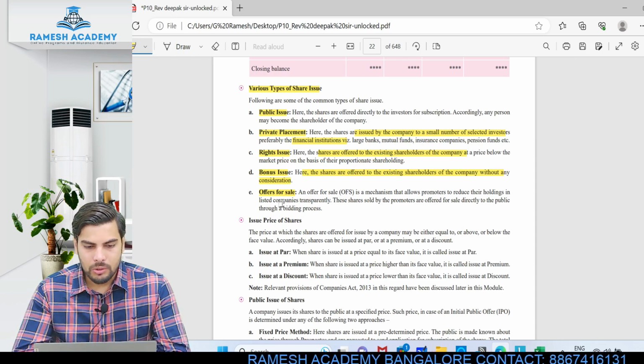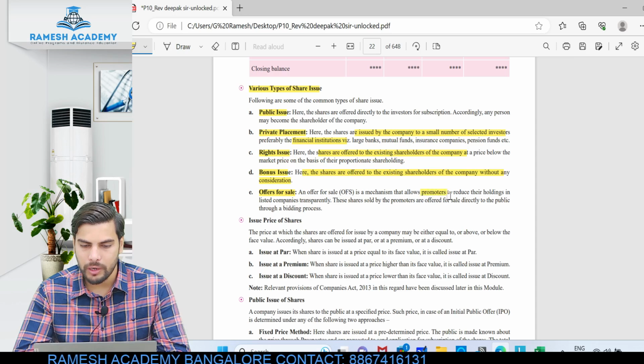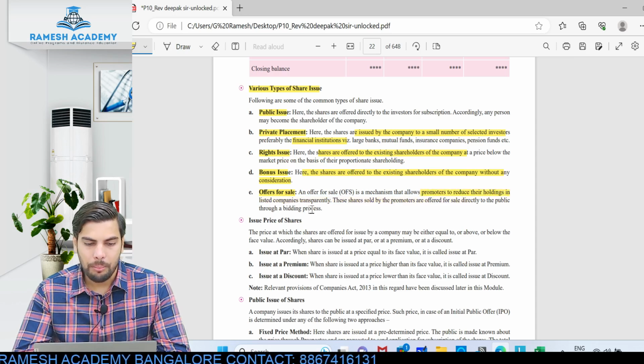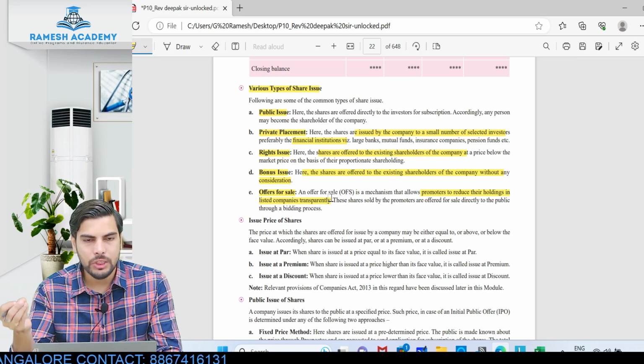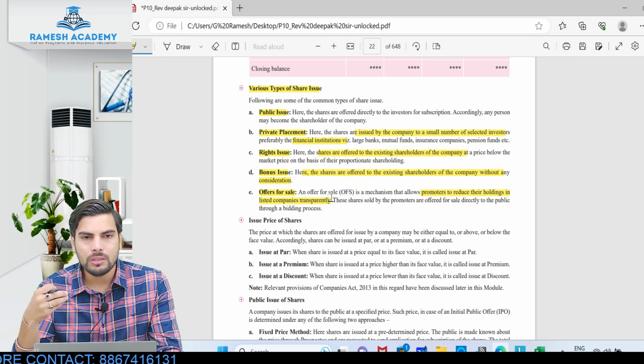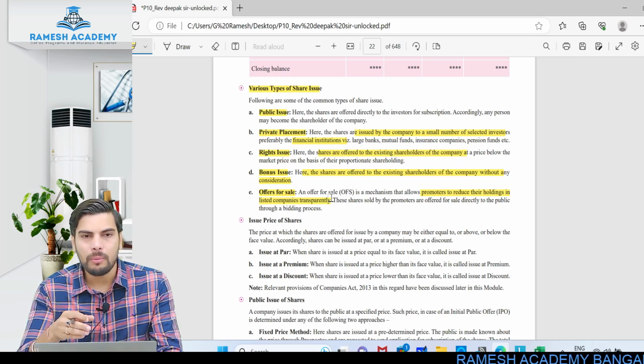Clear? So let's talk about this last thing, that is offer for sale. What is this offer for sale? An offer for sale is a mechanism that allows promoters to reduce their holdings. Here promoters will be holding a certain number of shares, and a certain number of shares will be issued to the public. Now if the promoters do not wish to continue being shareholders in this particular company, they can give away the shares. In what manner will they be selling their shares? It will be treated as an offer for sale.